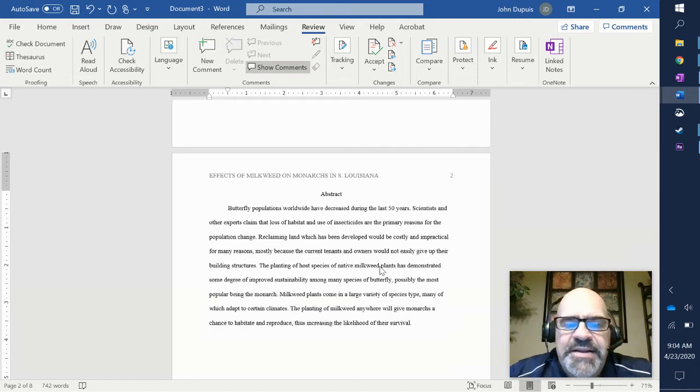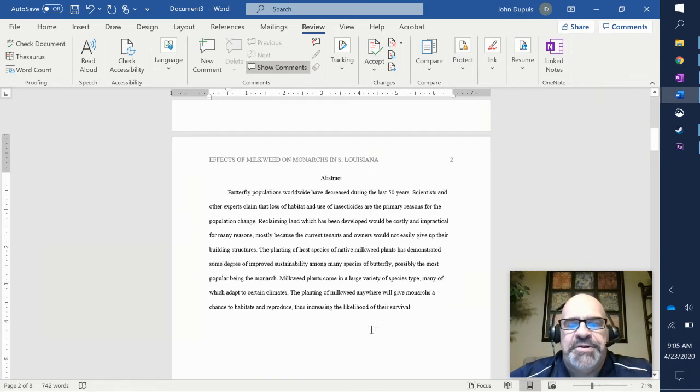Plants has demonstrated some degree of improved sustainability among many species of butterfly, possibly the most popular being the monarch. Milkweed plants come in a large variety of species type, many of which adapt to certain climates. The planting of milkweed anywhere will give monarchs a chance to habitate and reproduce, thus increasing the likelihood of their survival. So I've summarized, and perhaps it would be a different summary after I wrote a complete paper, but that gives you an idea, and you've got permission now to write that.